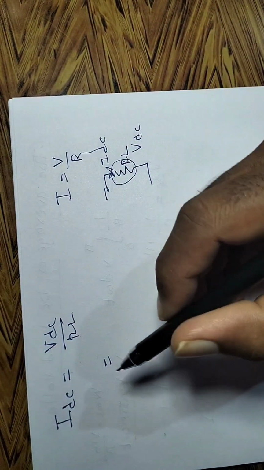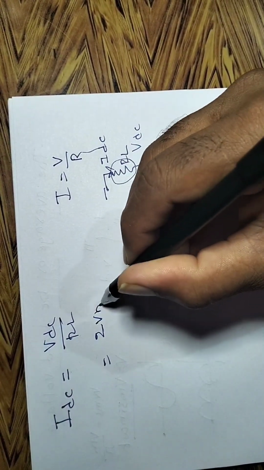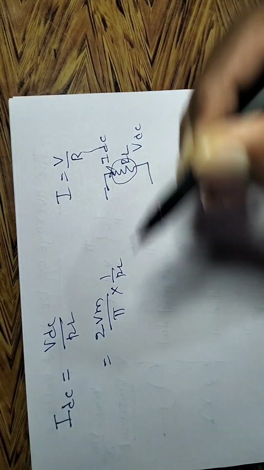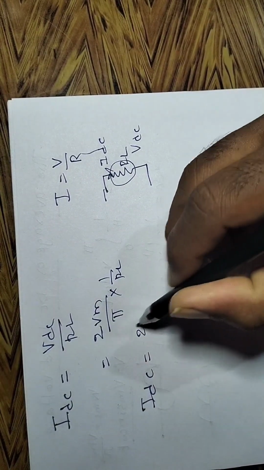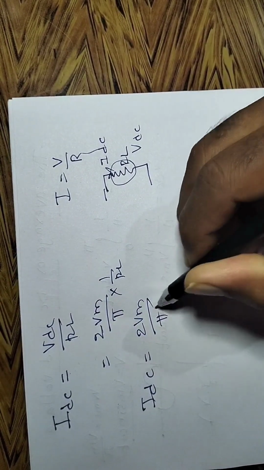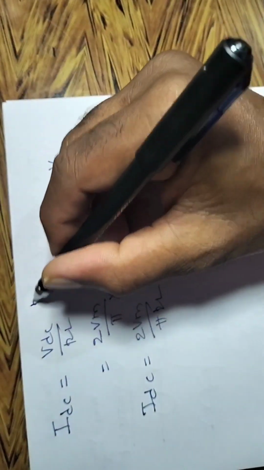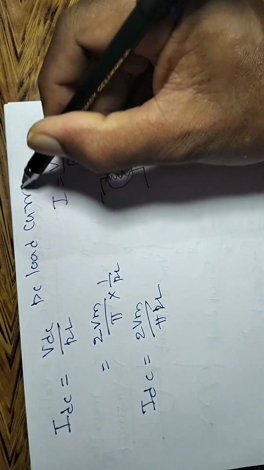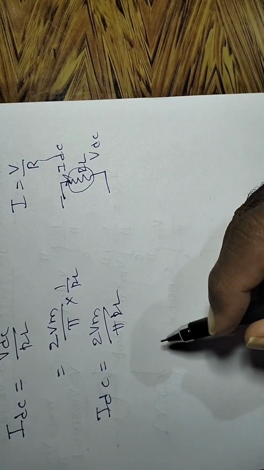What is VDC? Just now we have seen it is 2 Vm by pi, into 1 by RL. So finally IDC is equal to 2 Vm by pi RL. So this is for the DC load current.